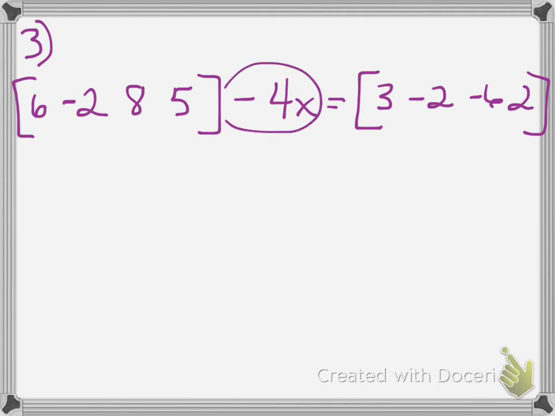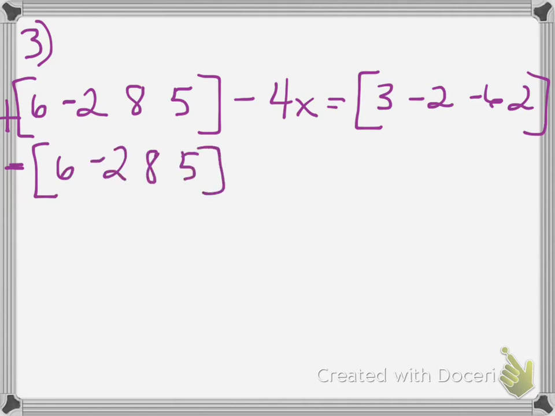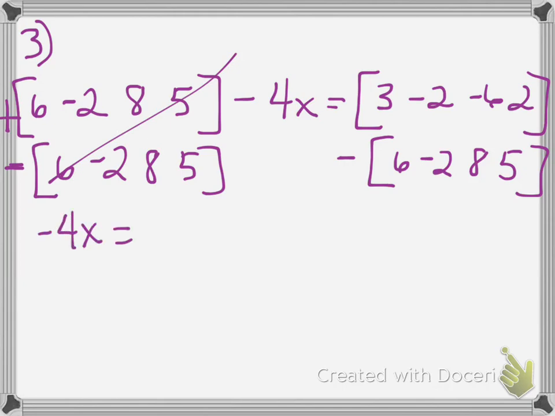So my goal is to get that negative 4x by itself. In order to do that, this matrix in the front is technically being added, so I have to subtract it. So I have to subtract 6, negative 2, 8, and 5 from both sides. So then I end up with negative 4x equaling, and I do need to add the opposite. So I'm going to go ahead and change all of those signs to add the opposite.